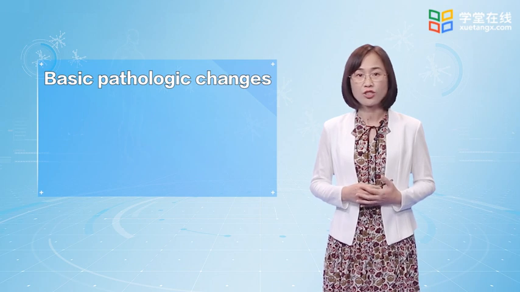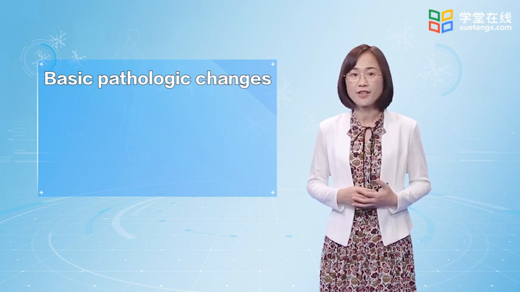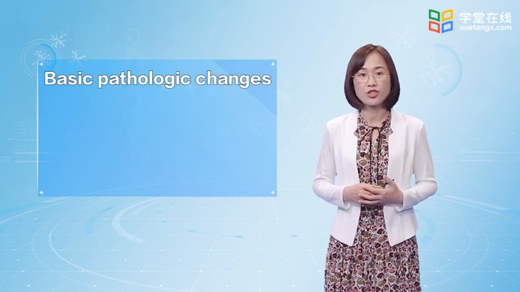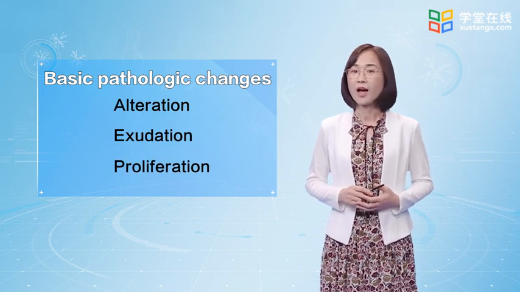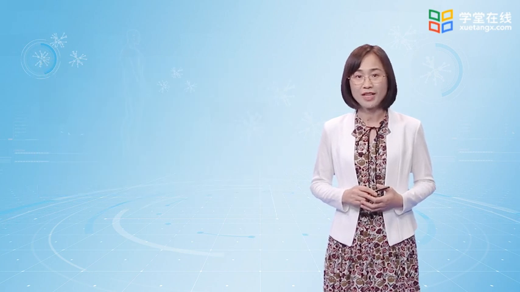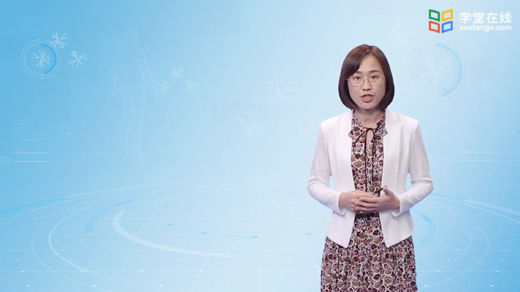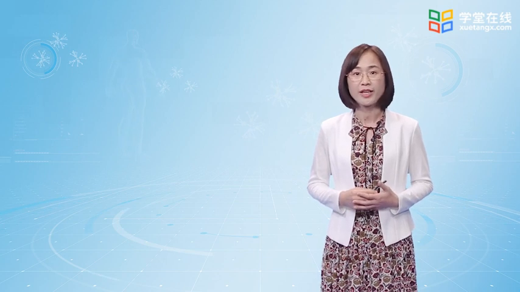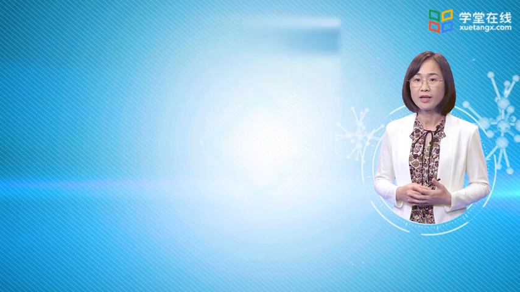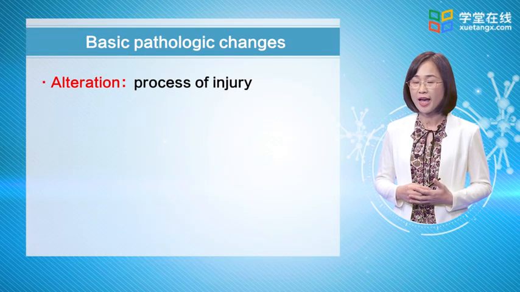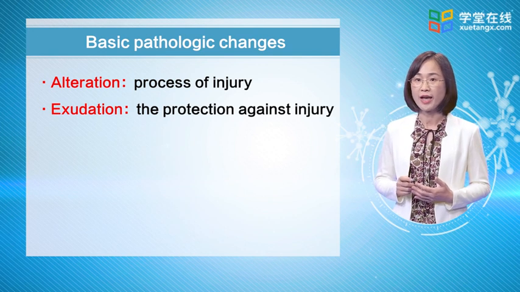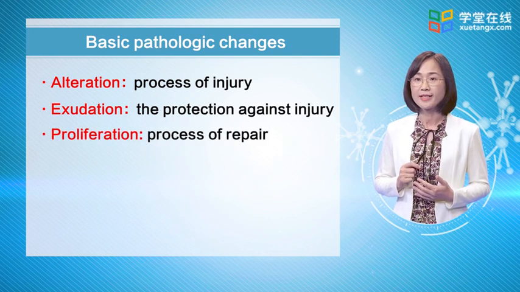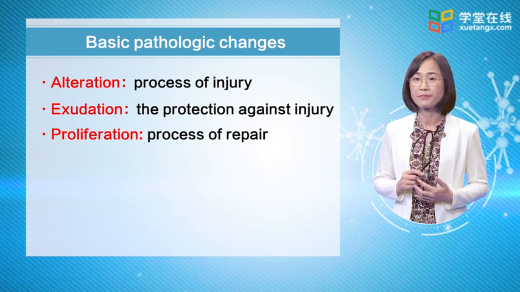The basic pathological changes shared by different types of inflammation include alteration, exudation, and proliferation. I have mentioned that inflammation is an integrated process involving tissue injury, protection against injury, and repair. Here, alteration is the injury. Exudation refers to the protection against injury, and proliferation represents process of repair.